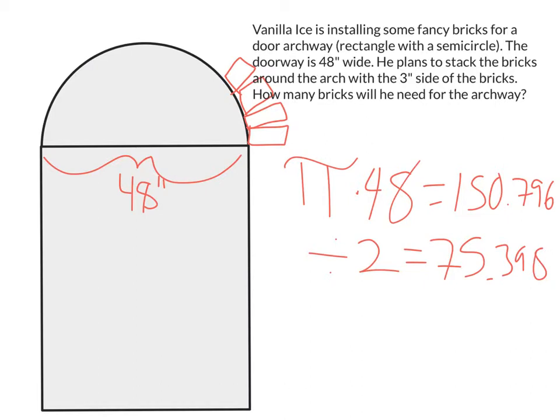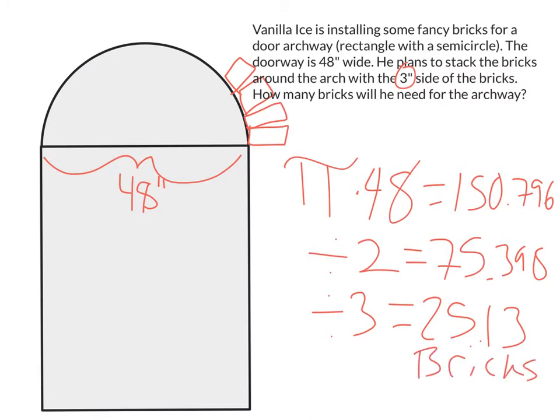Well, if they're 3 inches, what would I need to do with that number? Let's divide that by 3, right? Because that's going to be how many bricks. Every 3 inches, I need another brick. So if I divide that by 3, some of you might already realize that you're going to be getting about 25. So it's going to be 25.13 bricks. So why don't we go ahead and say maybe like 26 or so, Iceman.